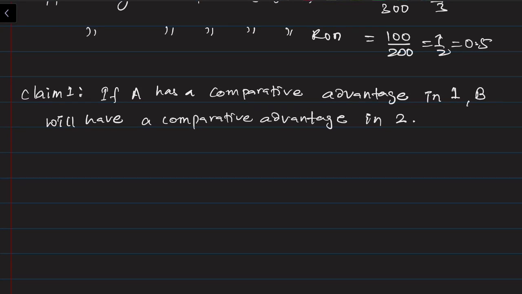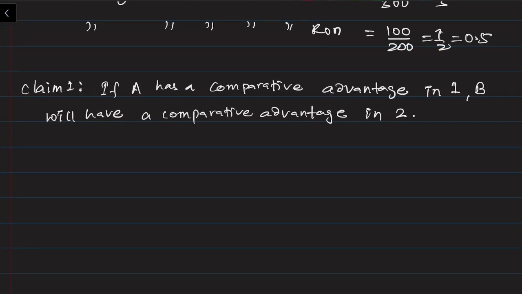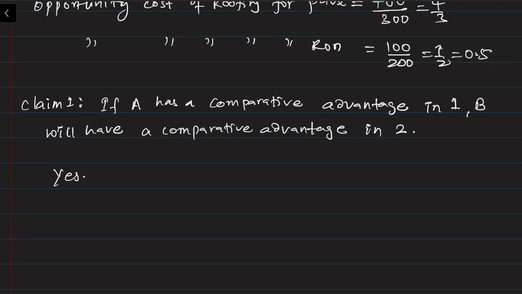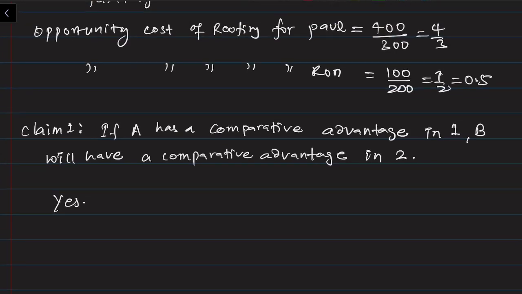Okay, so I'm going to answer this question. The answer is yes, this claim is true. And we also saw this in the previous example, that Paul has the comparative advantage at painting and Ron has the comparative advantage at roofing. So in general also this is true.